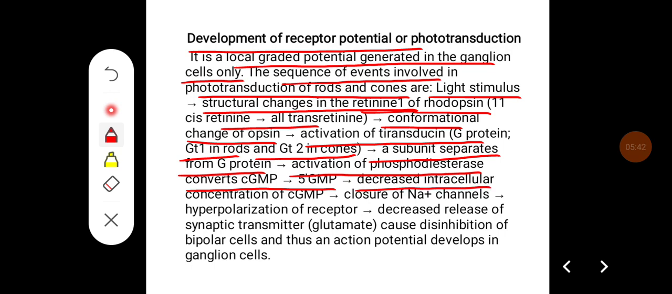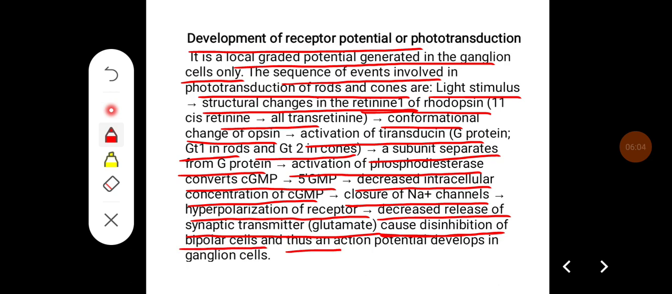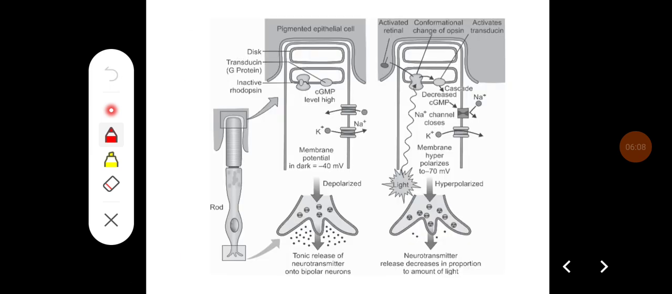So which causes decreased intracellular concentration of cyclic GMP, which leads to closure of sodium channels, which leads to hyperpolarization of the receptor, that is decreased release of synaptic neurotransmitter glutamate, and so which causes the disinhibition of bipolar cell through interneurons, and thus an action potential develops in the ganglion cells.